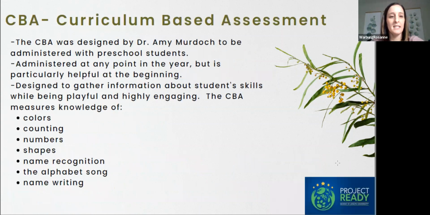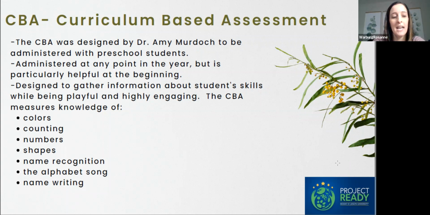The curriculum-based assessment was designed by Dr. Amy Murdoch, who you just saw there, to be administered with preschool students. And it can be administered at any point in the year, but it's particularly helpful at the beginning of the year and giving you some information about your students. It is designed to gather information about student skills while it's very playful and highly engaging. And it does measure their knowledge of colors, counting, numbers, shapes, number recognition, the alphabet song, and name writing.